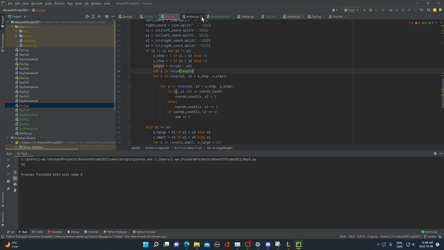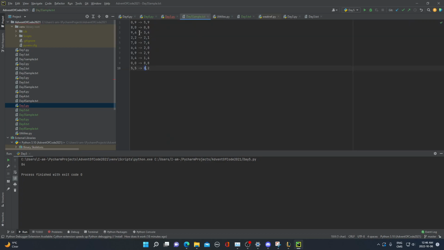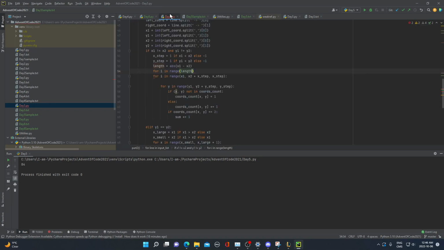so for example, in the sample text, it's a length of 8. 8 minus 0 is 8. 0, 1, 2, 3, 4, 5, 6, 7. So we do the length plus 1, actually. We need that. Or I can just plus 1 here.